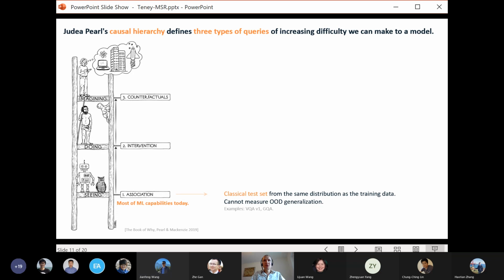The first level, the association, is the classical test set. So test set from the same distribution as the training data. So we've seen that this is pretty limited already.